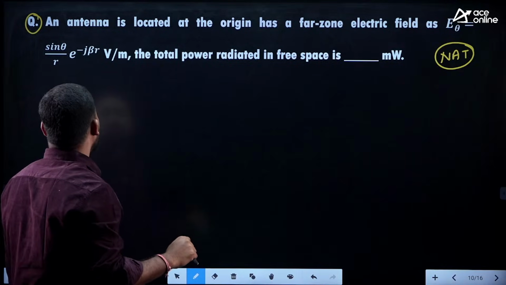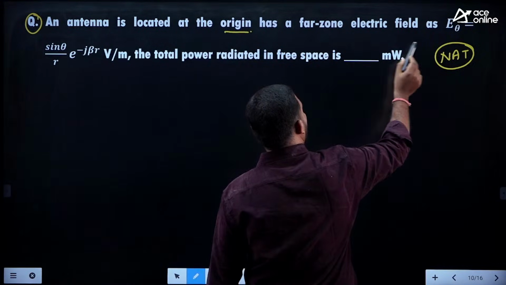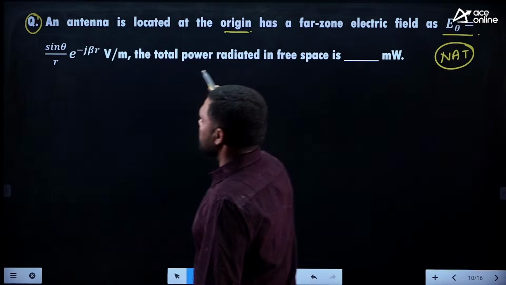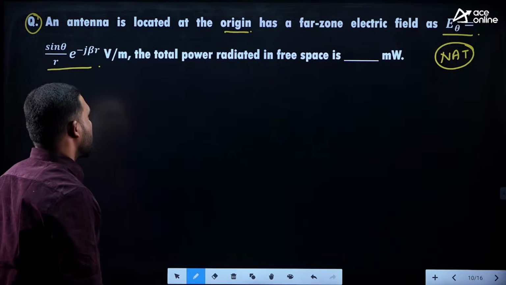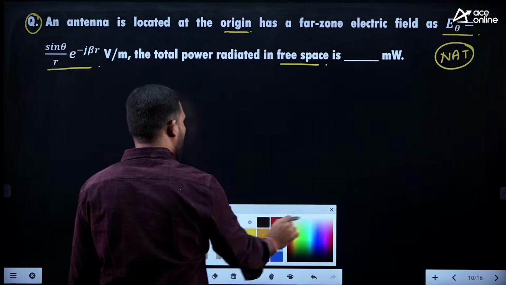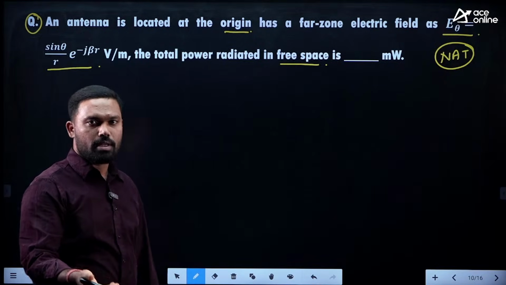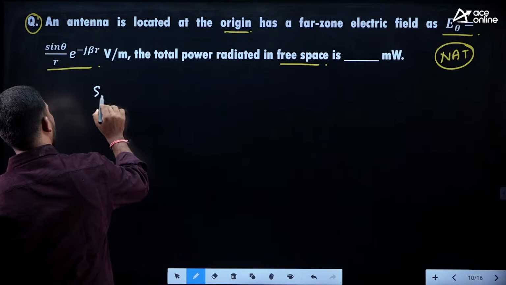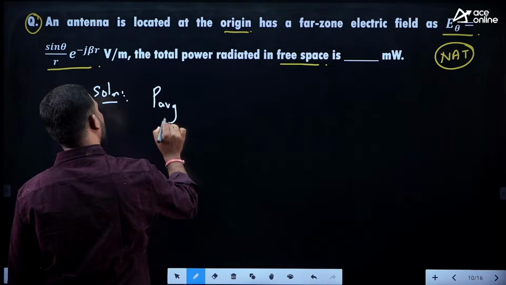Okay. So an antenna is located at the origin, has a far zone electric field E theta equal to sin theta by r e to the power of minus j beta r volt per meter. The total power radiated in the free space is. You have to answer this question in 2 steps. First step, you need to find out the power density, then total power. Fine. So how do you find out the power density?